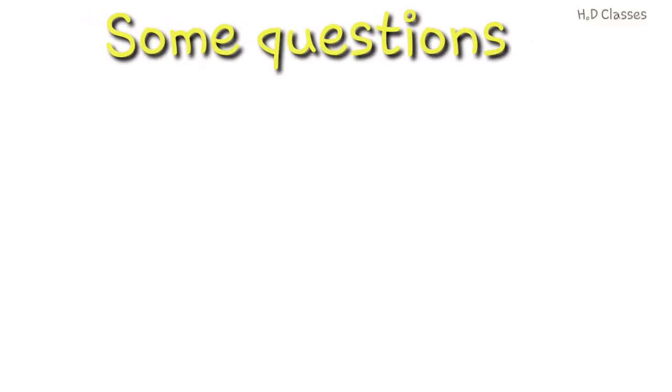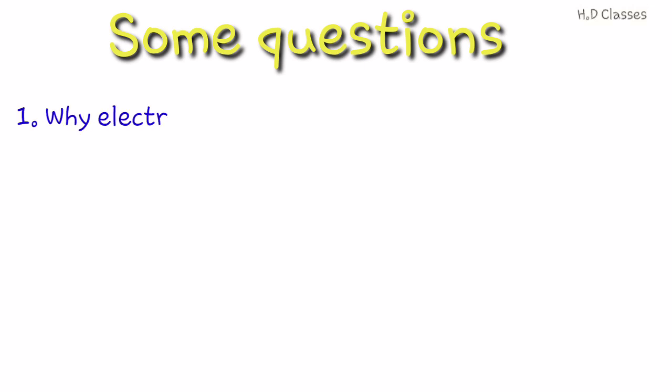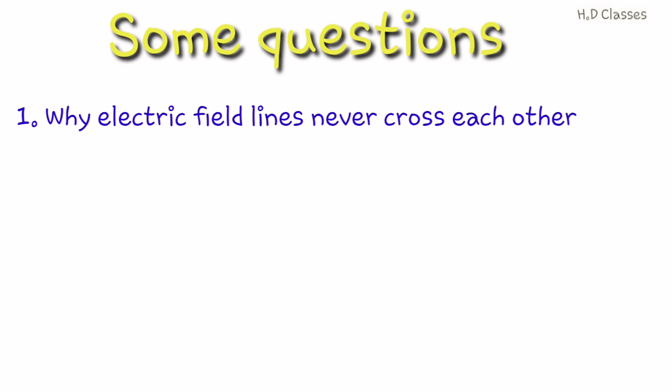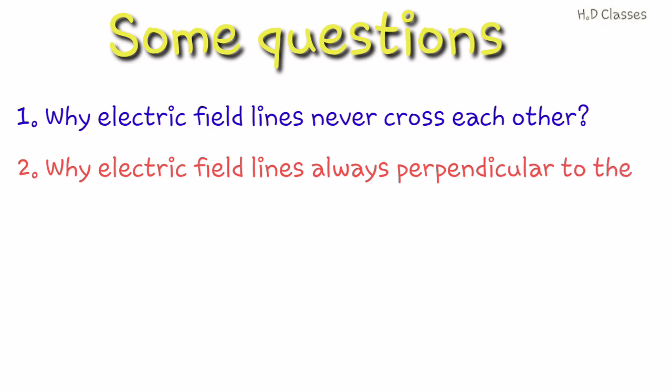Now we are discussing some important questions on electric field lines. Number 1, why do electric field lines never cross each other? They never cross each other because tangents drawn to the electric field lines at the point of intersection would give two directions of electric field, which is not possible for a single point. Number 2, why are electric field lines perpendicular to the surface of the conductor? Because if they are not perpendicular, then a tangential component of field would tend to move the charge on the surface of the conductor, which is not possible.